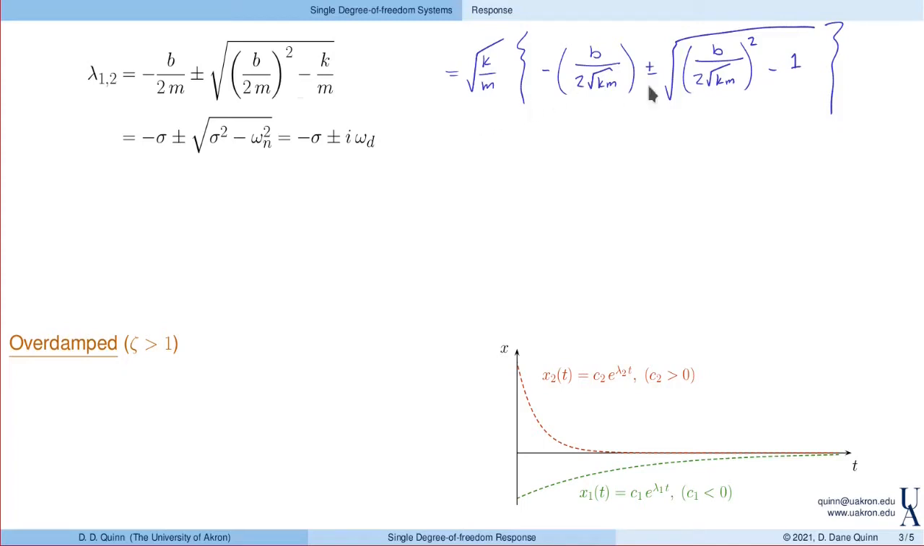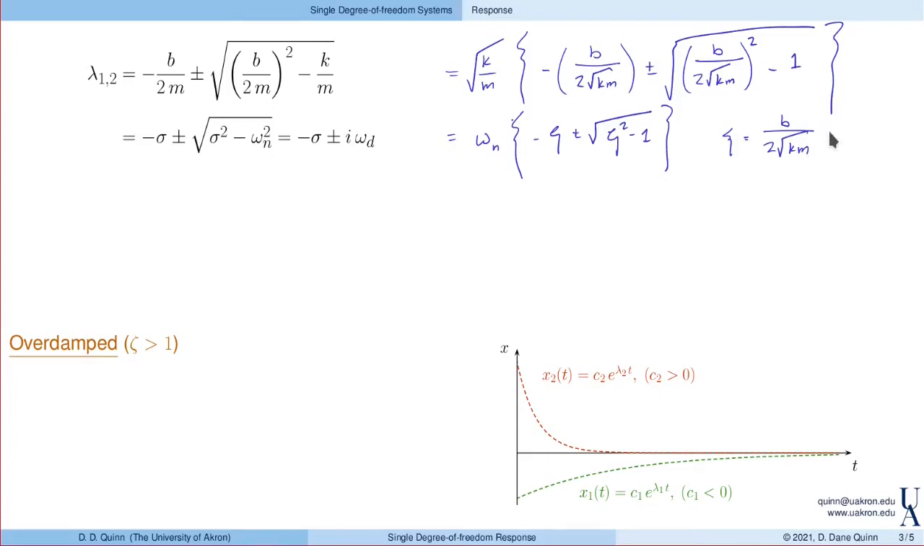So now we have an additional group, namely this. In fact, we can write this as omega n, which was square root of k over m, and this group we'll call zeta. So it's zeta plus or minus, in this case, zeta squared minus 1. And here, zeta is known as the damping ratio, and it's b divided by 2 square root km.